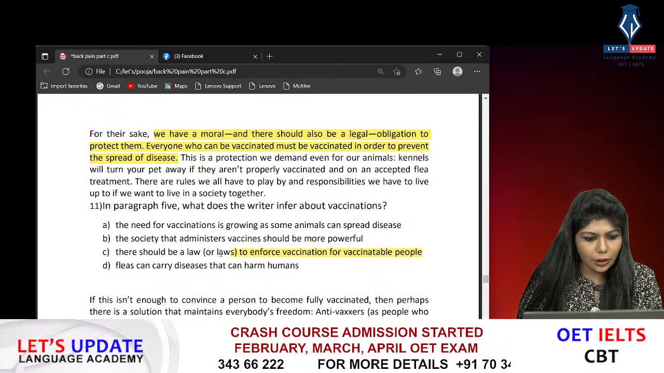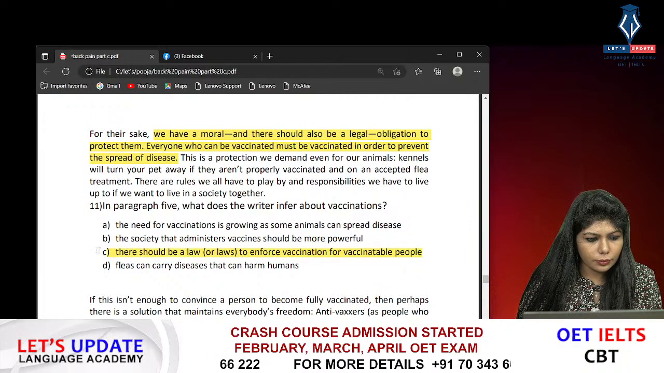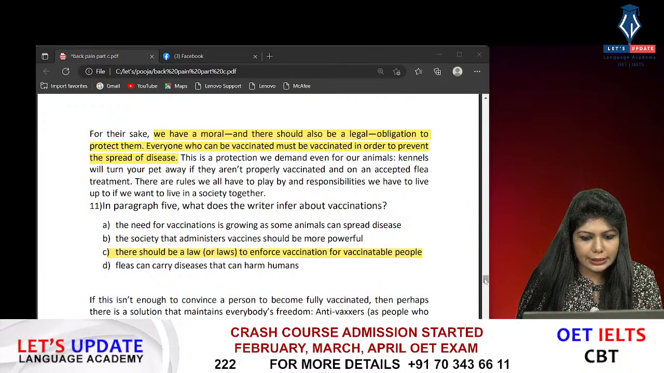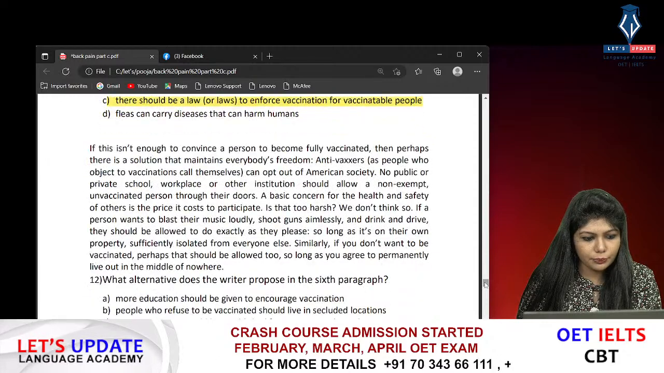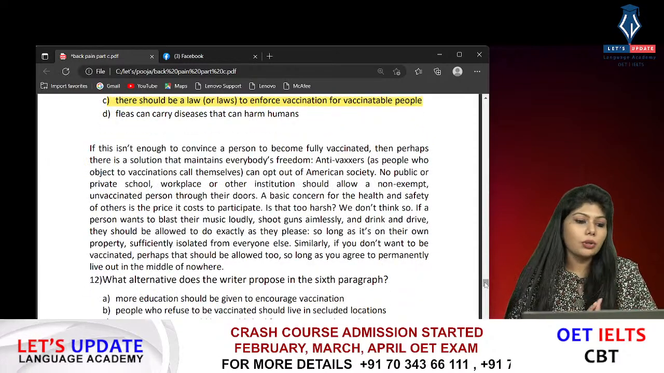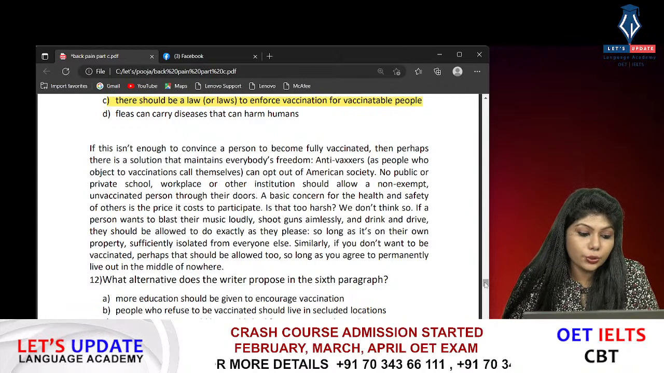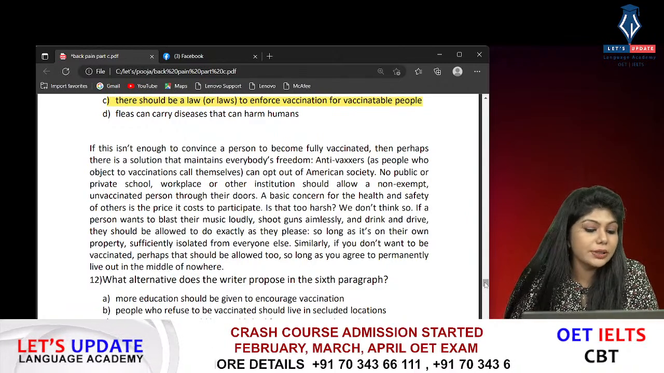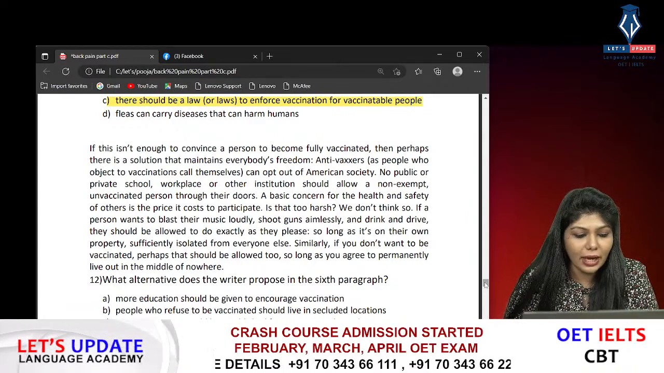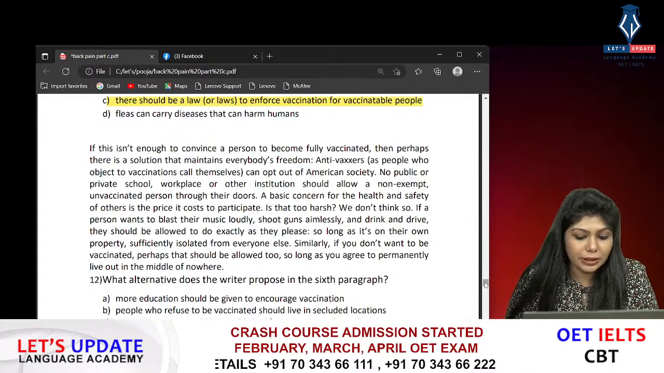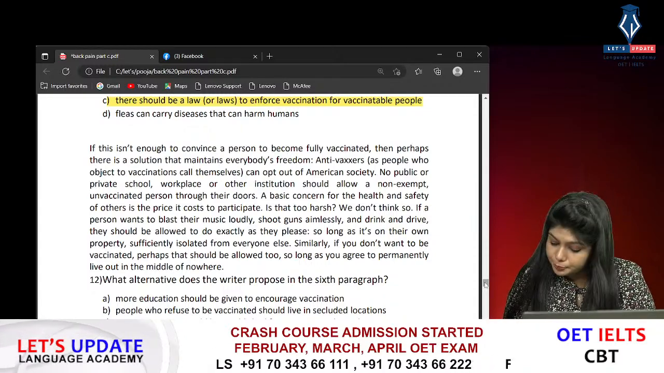Okay, so now moving to the next question, question number 12. Congrats to all those who have answered it correctly. So now moving to question number 12. What alternative does the writer propose in the sixth paragraph? And this is the paragraph. I'll give you a minute to read, and then we will read it together.